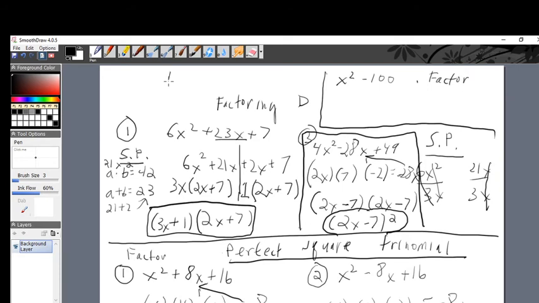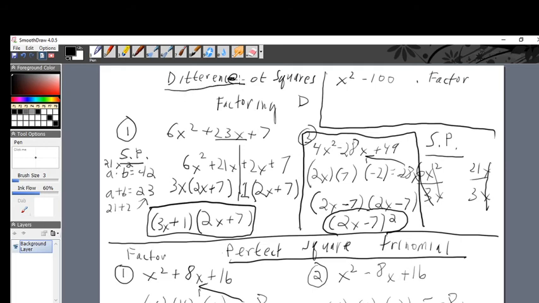Okay, there's a name for this. It's called the difference. In short form, it's called the difference of squares. Let me show you what's going on here. Notice this. X squared is a perfect square. You can take the square root of x squared, you'll get an x. 100 is a perfect square. You take the square root of 100, you'll get 10. What's in between them? A minus sign, difference.